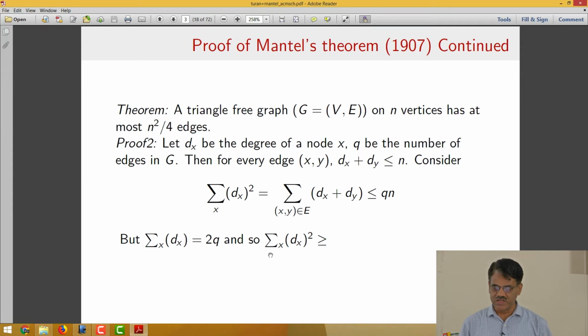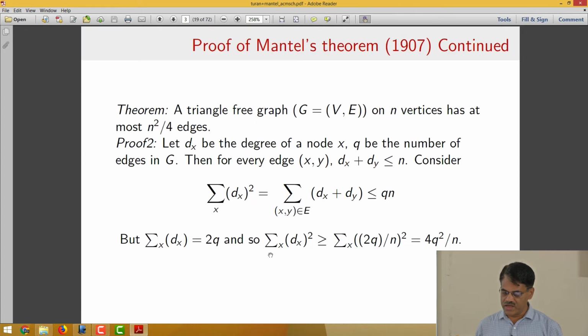So what is the average dx then? If summation dx is 2q, then the average dx would be 2q divided by n, right? Because there are n vertices that add up to it. So 2q divided by n whole square, summation dx square. You are adding it over x, but there is no x at all in the term inside. So you can multiply by n. The whole thing gives you 4q square by n.